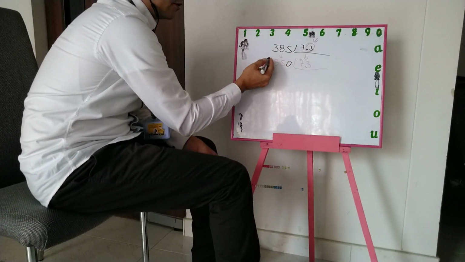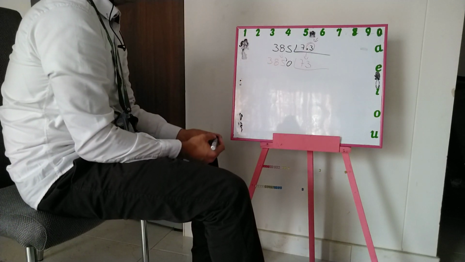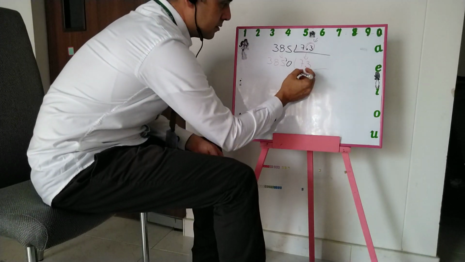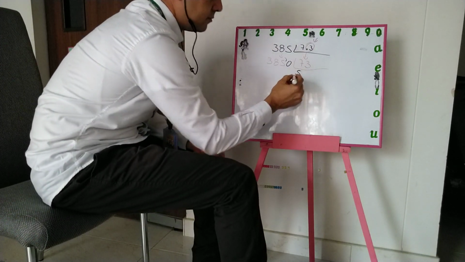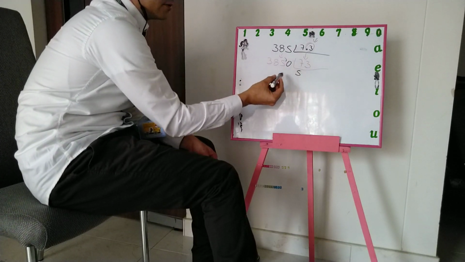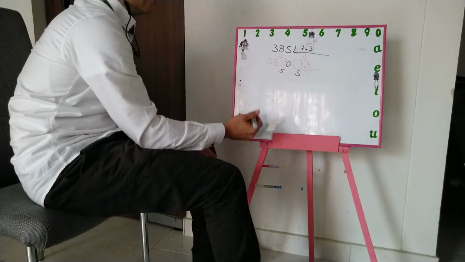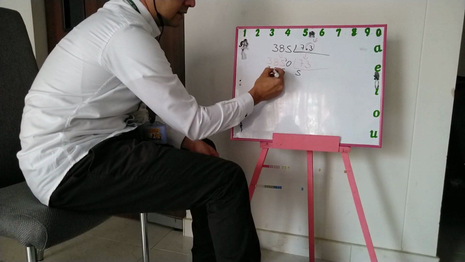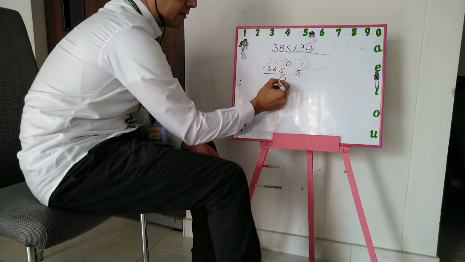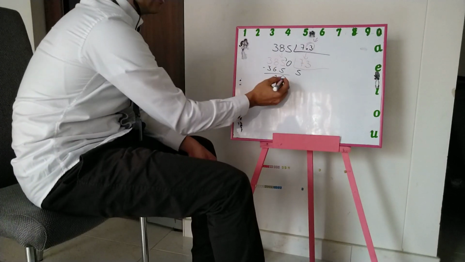73 does not go in 3, does not go in 38, it goes in 385. Let's think, it's about 5 times. We estimate 5 times, let's go. 5 times 3 is 15, carry 1. 5 times 7 is 35, plus 1 is 36. We subtract, and this is 0, 2, 20 left.